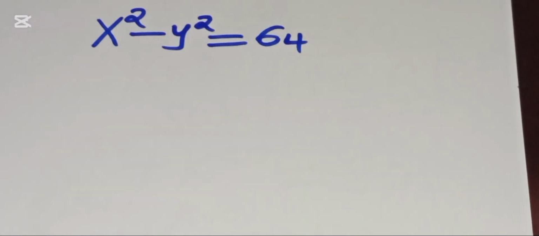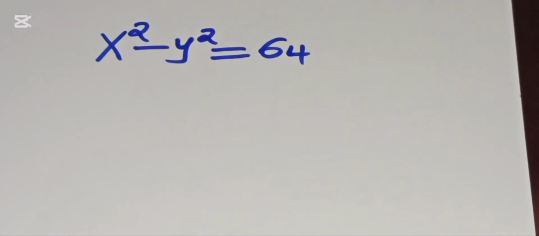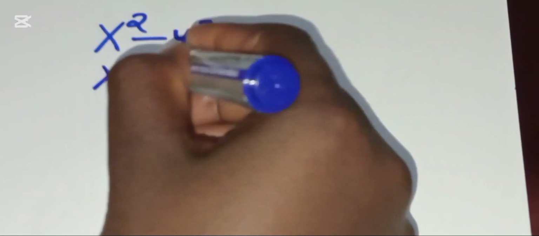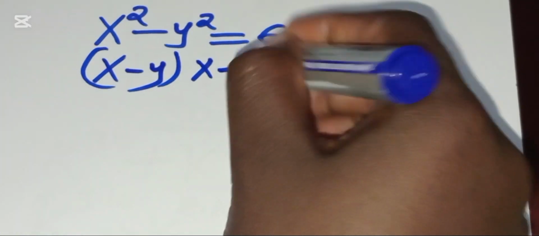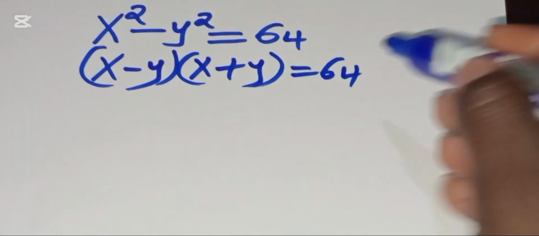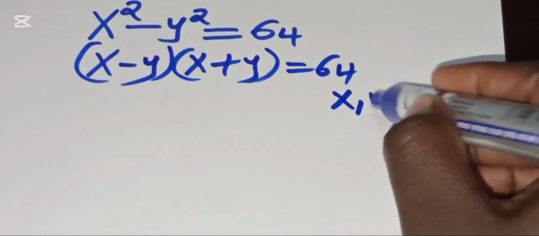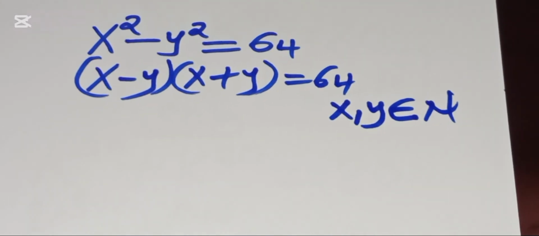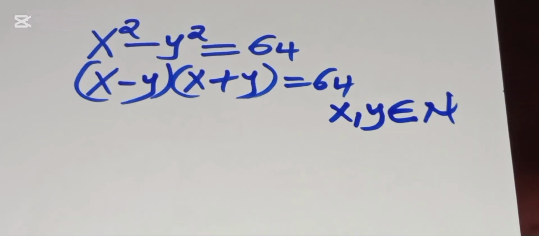Let's provide a solution given this math problem, which is x squared minus y squared equal to 64. Actually, x squared minus y squared is the difference of two squares, expressed as (x minus y)(x plus y), and this is equal to 64. Given that x and y are elements of the natural numbers, what are the values of x and y?